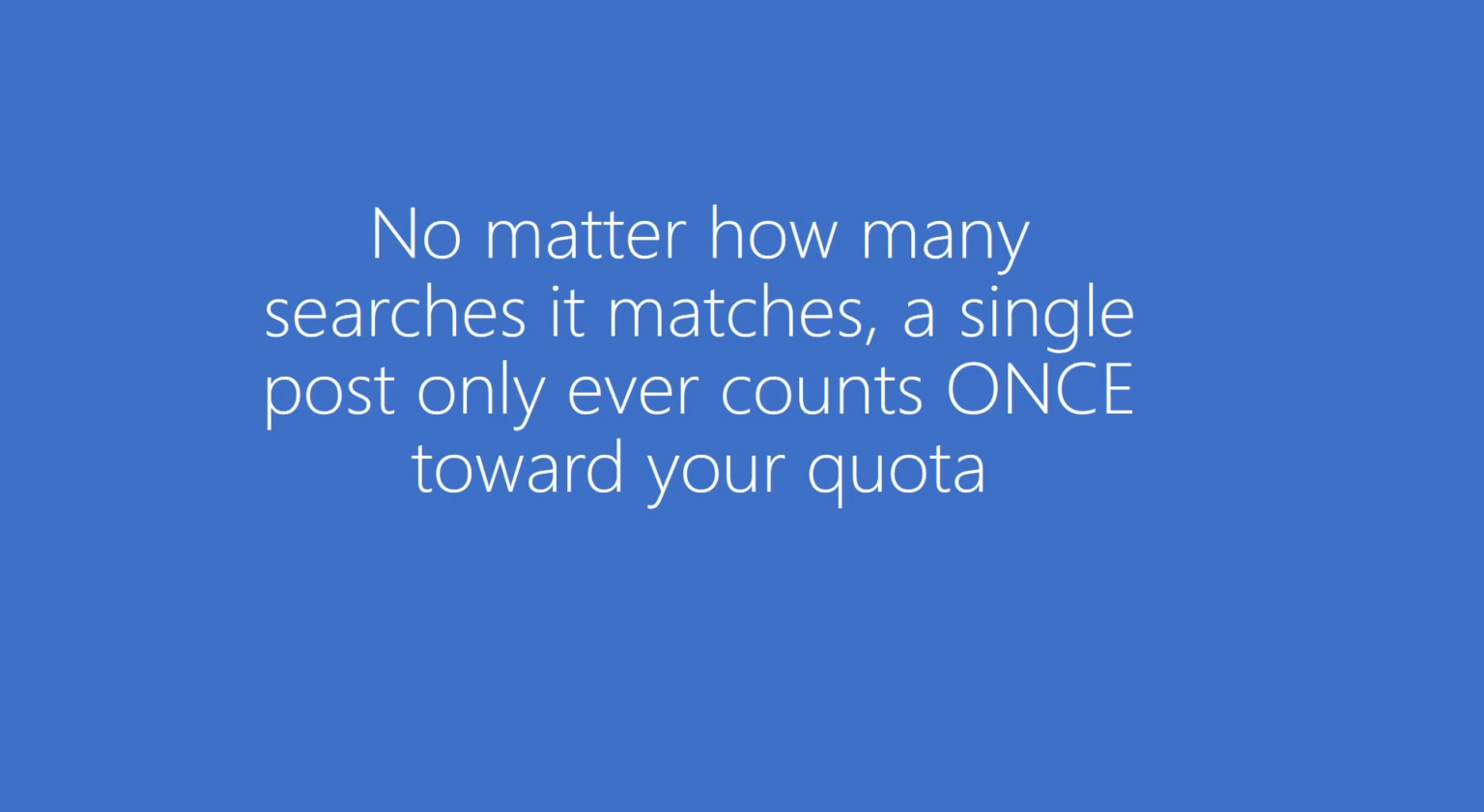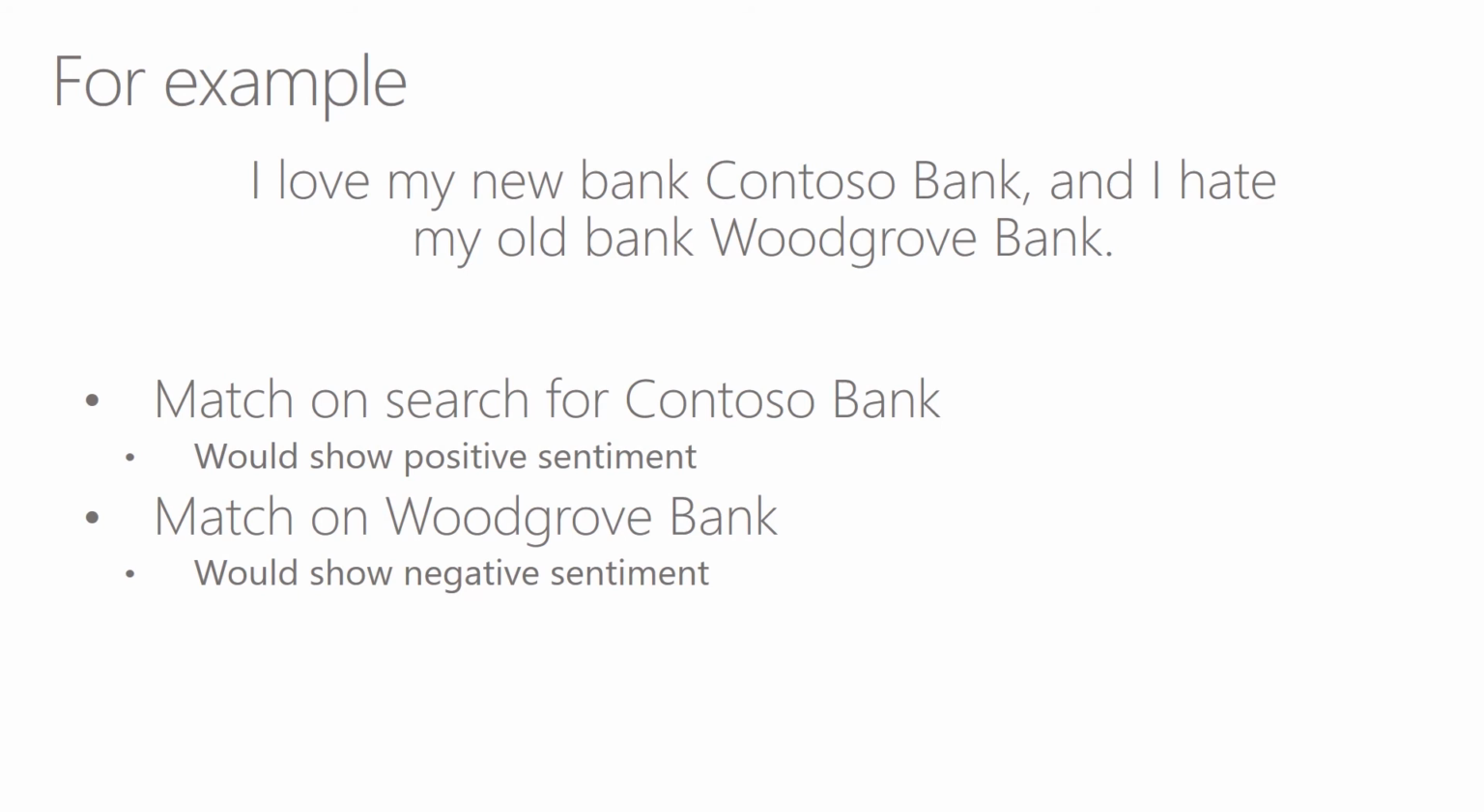No matter how many searches a single item matches, the post will only ever count toward your quota one time. To give you an example, here's a post that could say, "I love my new bank, Contoso Bank, and I hate my old bank, Woodgrove Bank." Well, you could have a search on yourself, Contoso Bank, and a search on Woodgrove Bank. If this post comes in twice, matching each of those, it would still only count toward your quota once. You would see it once in the Contoso area showing positive sentiment, and you would see it once in the Woodgrove area showing negative sentiment.